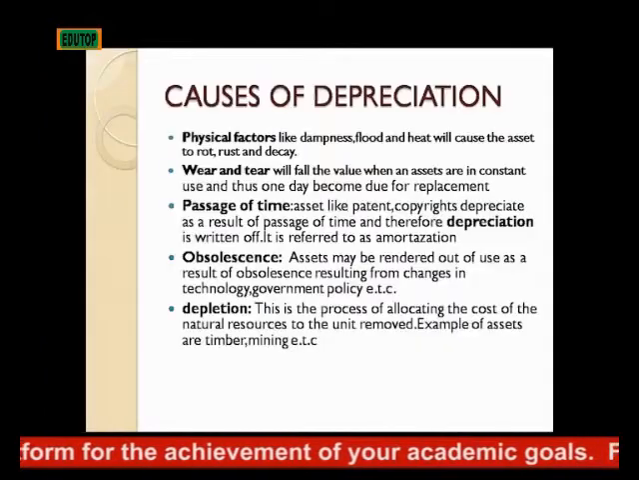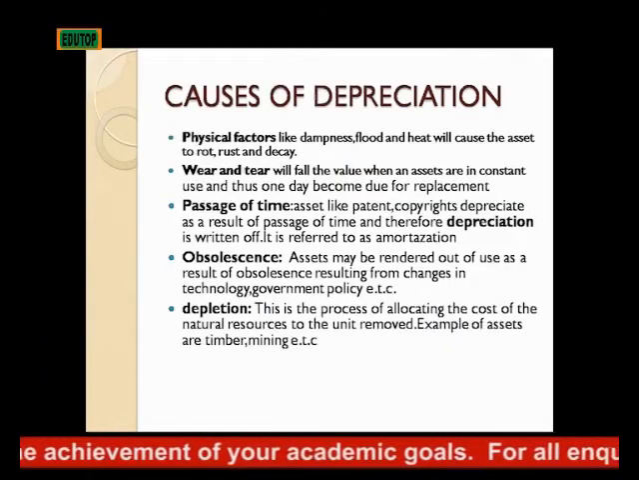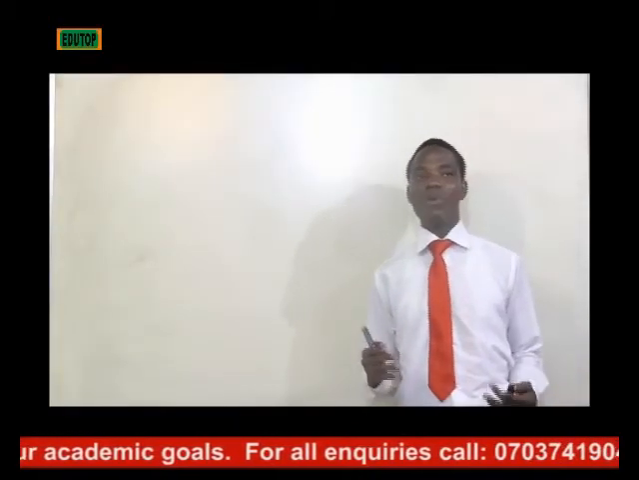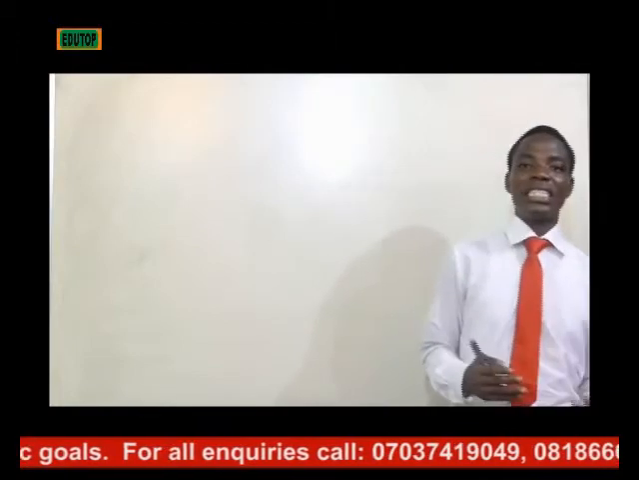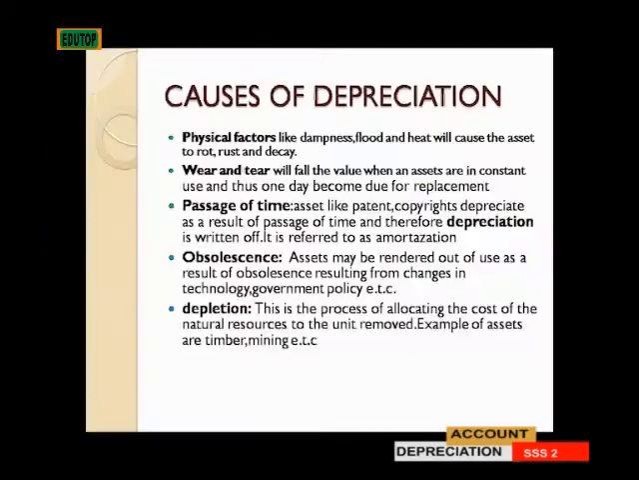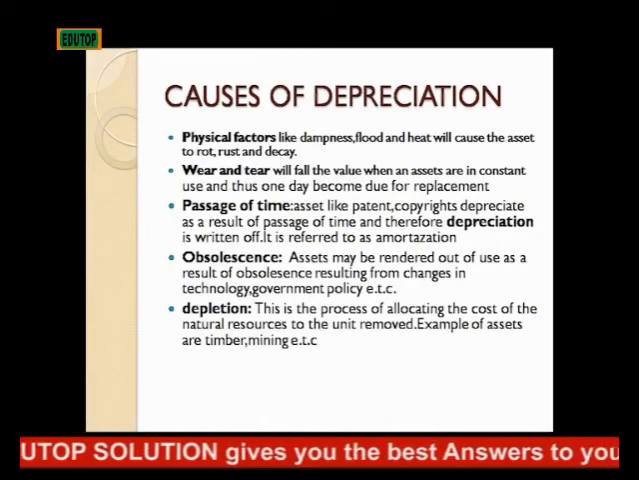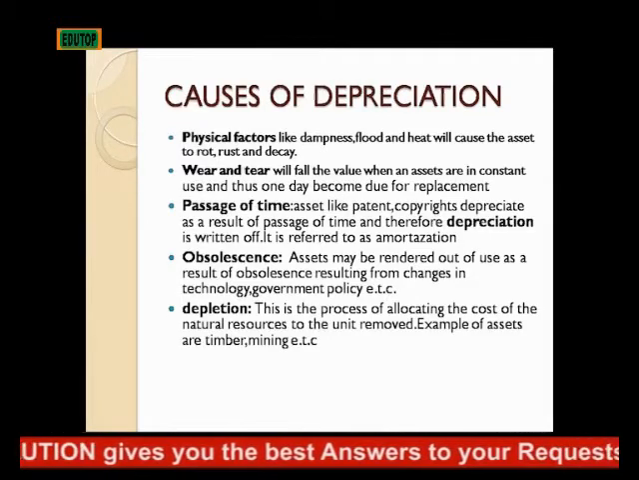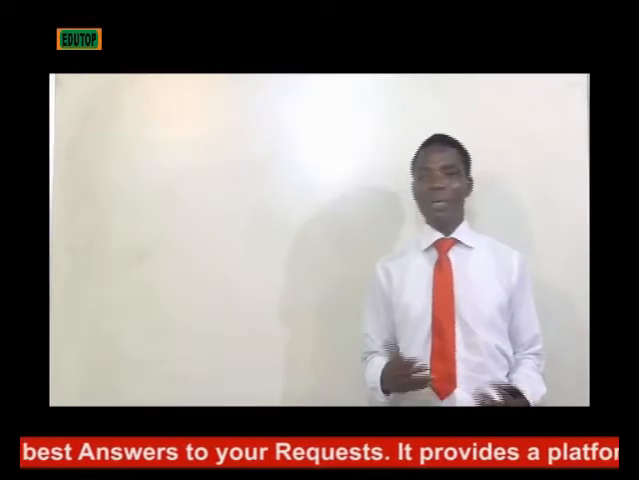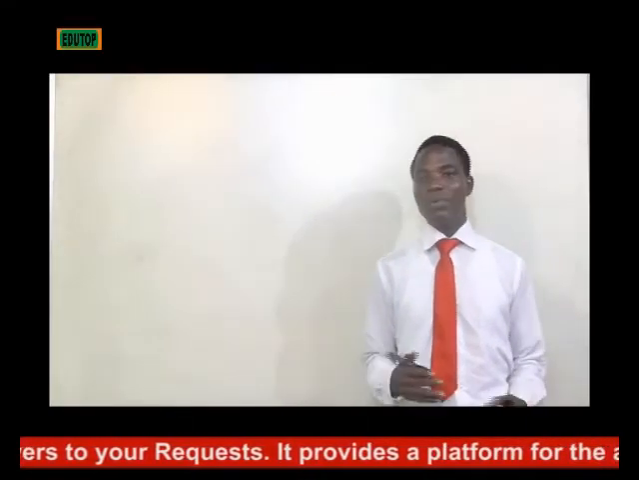Then the third one is passage of time. Like I said the other time, we have fixed assets, and under them we have tangible and intangible assets. Passage of time can occur in intangible assets like copyright, patent and so on. Depreciation as a result of passage of time is written off and referred to as amortization. Copyright is an intangible asset. Patent is also an intangible asset.